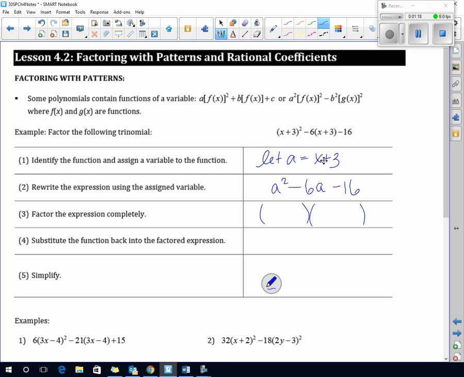Let's do a quick check to make sure we're right. A times a is a². Outer I get plus 2a. Inner I get minus 8a, which would give me minus 6a. And last I get minus 16. So that's not my final answer because my question never had an a in it.